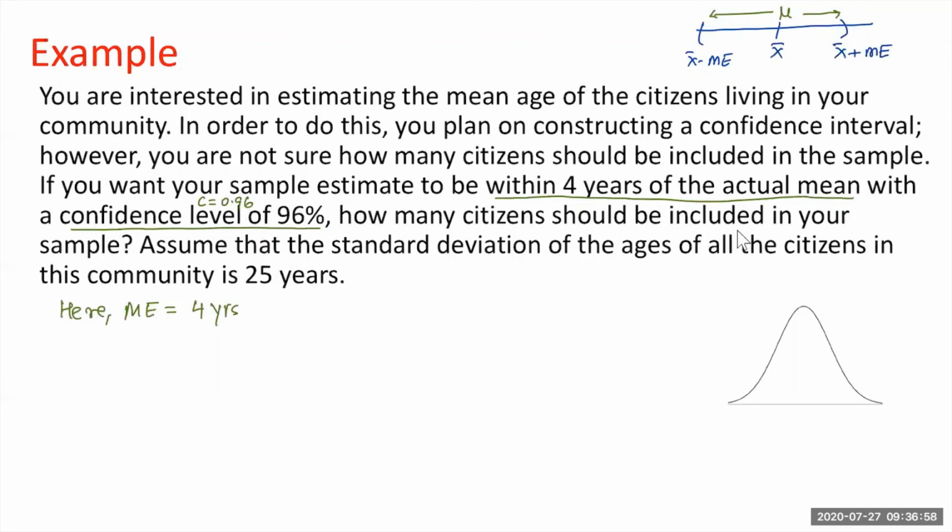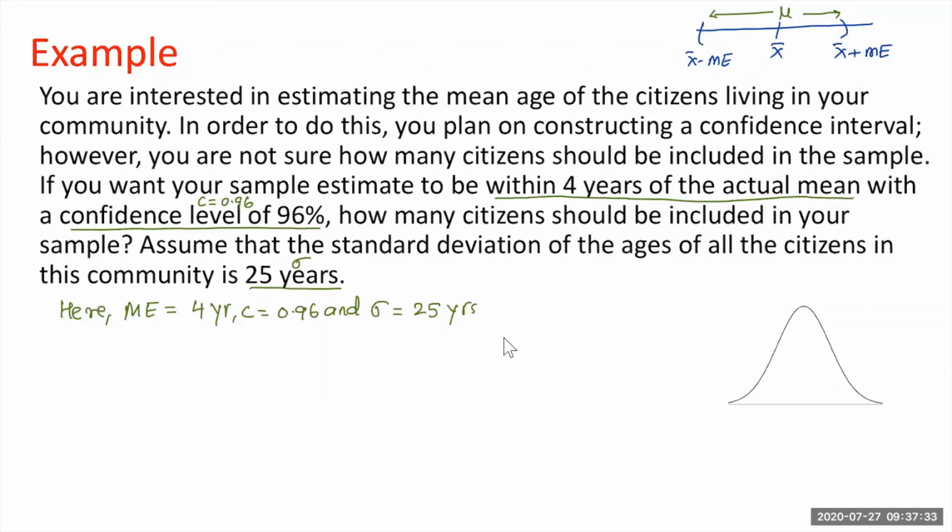How many citizens should be included in your sample? So we want the sample size. And they have given the standard deviation of all citizens. When we say all citizens, that is the population standard deviation, which is 25 years. So they have given the margin of error. They have given the C value, which is 0.96, 96%. And they have given the population standard deviation to be 25 years. This information is given to you.